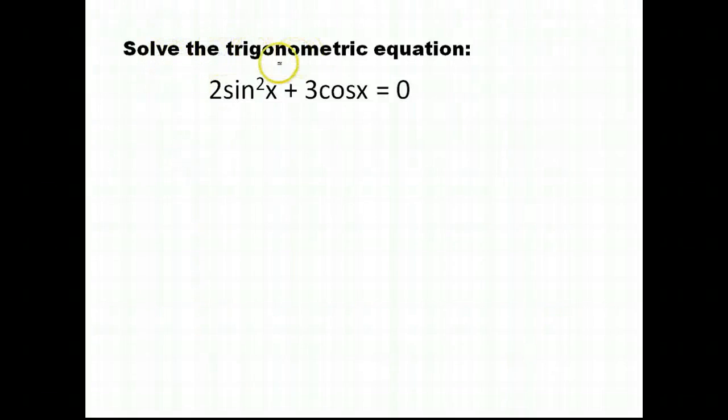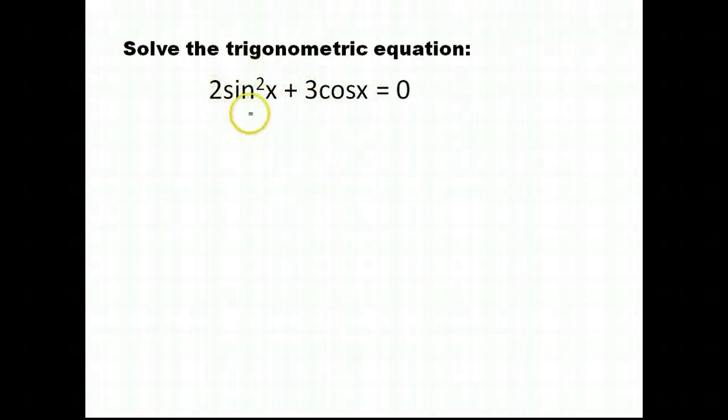So here we're asked to solve the trigonometric equation 2 sine squared x plus 3 cosine x equals 0. Now when you're trying to solve a trigonometric equation, you want to have, if possible, a single trig function. So either sine or cosine, but not both if we can help it. So we're going to try to find an identity that will help us.